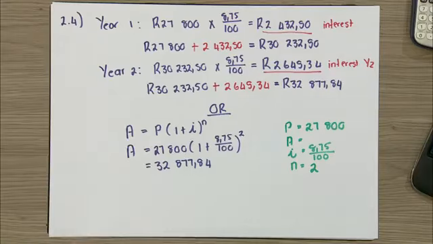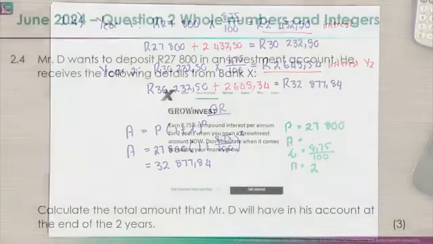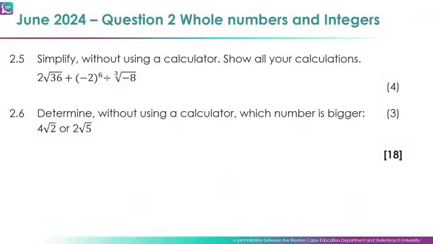Well done, grade 9. So let's go on to the last 2 questions that was on question 2. Number 2.5 and 2.6. You will see they count 7 marks, but I'm only going to allocate you 5 minutes to do this. So you have got 5 minutes to do number 2.5 and number 2.6. Let's go.